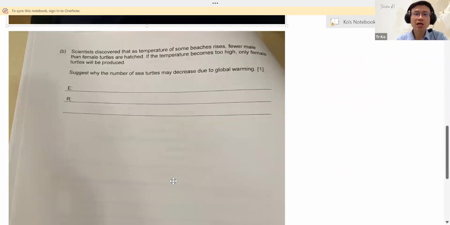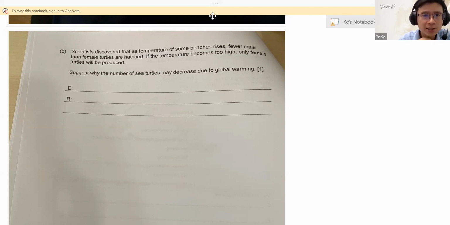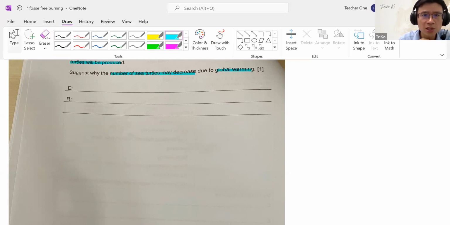So scientists also discovered that as temperature of beaches rise, the fewer male than female turtles are hatched, and if the temperature becomes too high, only female turtles will be produced. So once again, let me just highlight the key information here. As the temperature increases, fewer males than females are hatched. And if temperature increases too high, only female turtles will be produced. So why would the number of sea turtles decrease due to global warming? So now that I've highlighted all the key information, now we are ready to attempt it.